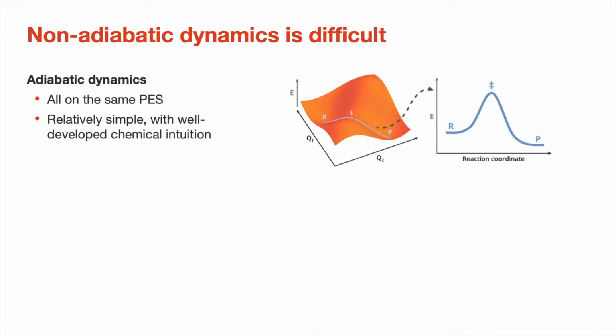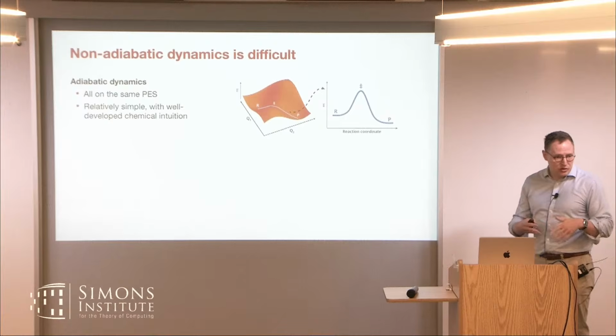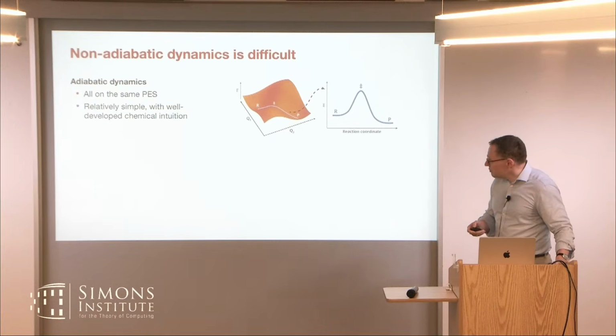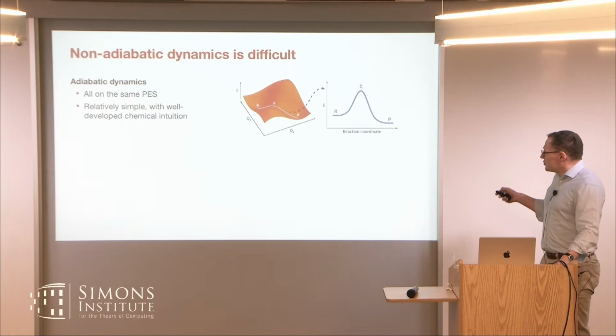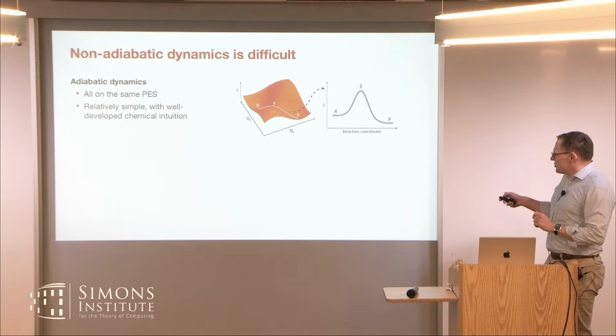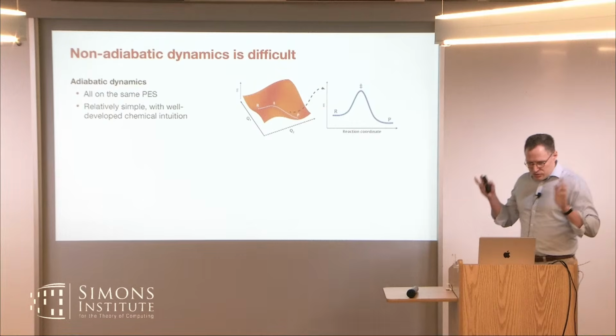And so to frame the problem, for the rest of this talk, non-adiabatic dynamics is particularly hard on classical computers. Adiabatic dynamics means that everything is on the same potential energy surface. That's where you have the relatively simple, well-developed chemical intuition that we teach in organic chemistry. And in organic chemistry, you have diagrams like this: reactants, products with a transition state, and this is labeled as the reaction coordinate. God knows what that means.